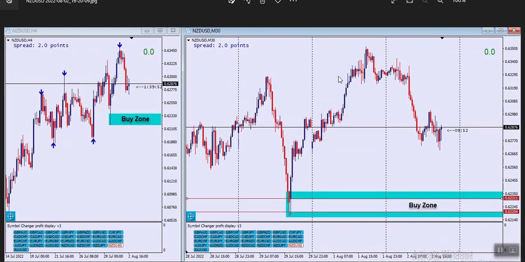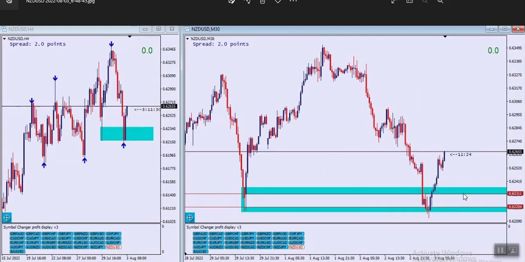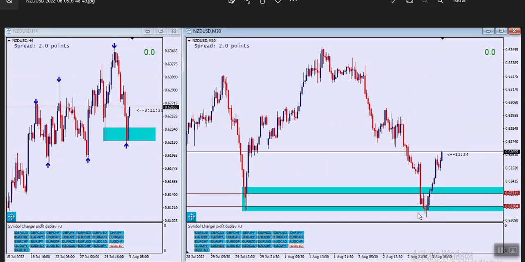Then I also had a setup on NZD USD. You see the rejection here. After the rejection, you see price pulled up, took out these highs, and my expectation was for price to get to my valid order block. And on NZD USD M30, you see price drop into the entry at this point.